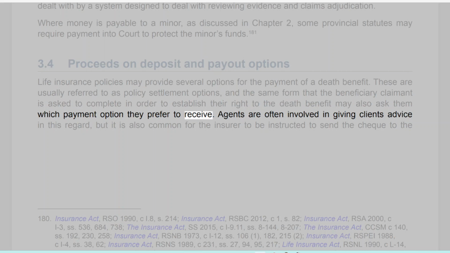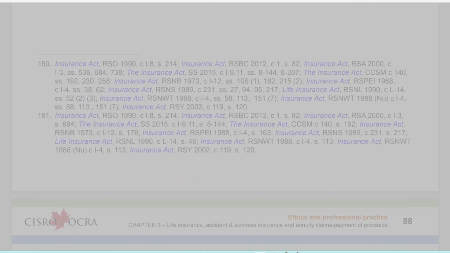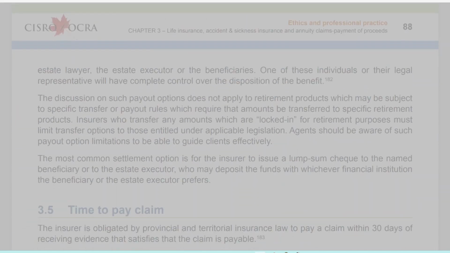Agents are often involved in giving clients advice in this regard, but it is also common for the insurer to be instructed to send the check to the estate lawyer, the estate executor, or the beneficiaries. One of these individuals or their legal representative will have complete control over the disposition of the benefit. 182. The discussion on such payout options does not apply to retirement products, which may be subject to specific transfer or payout rules which require that amounts be transferred to specific retirement products.